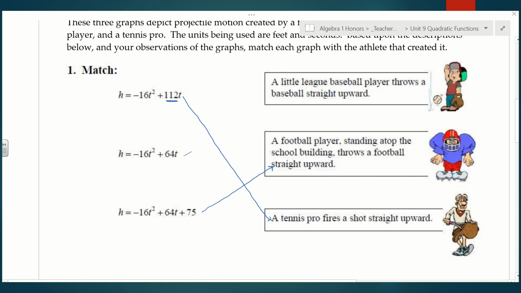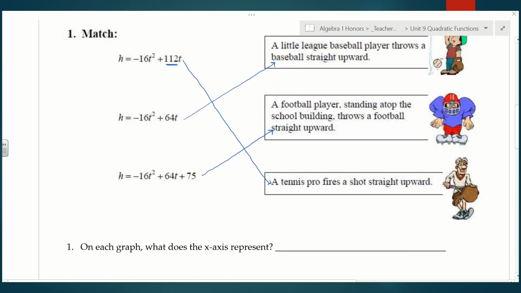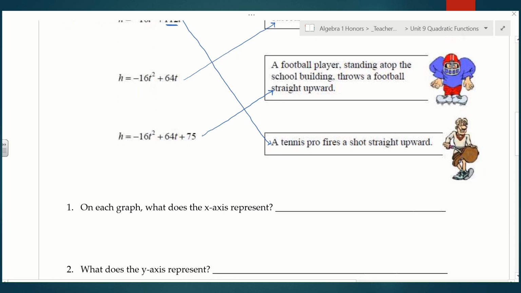And so this middle one must be our baseball player. Okay, it's a little process of elimination there.